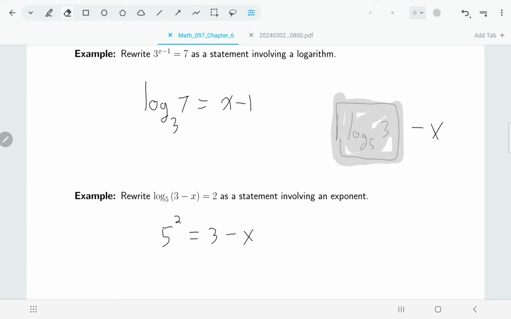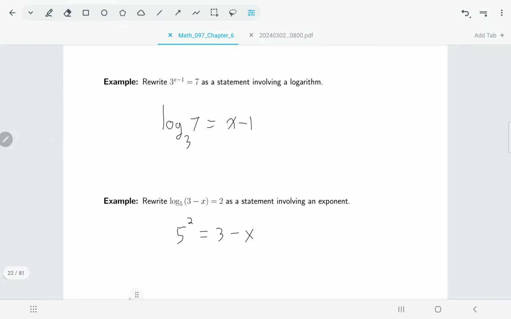So we will have to be a little bit cautious when it comes to using brackets. If our input is more than one term, then we'll definitely want to be using brackets for our logarithm.